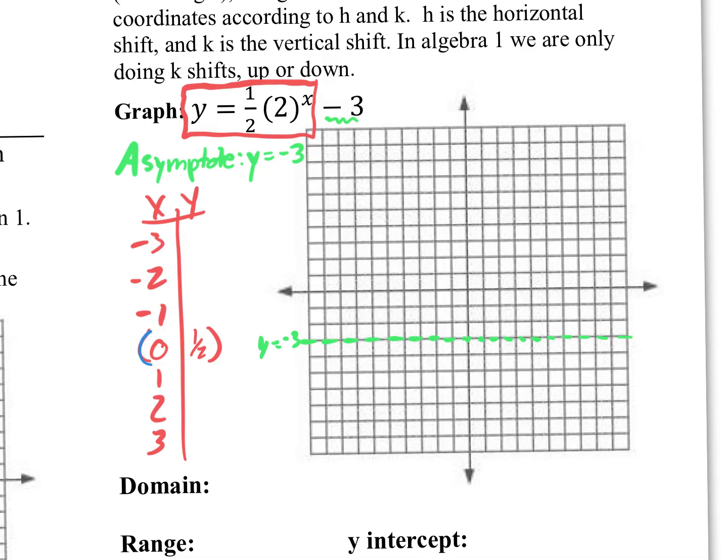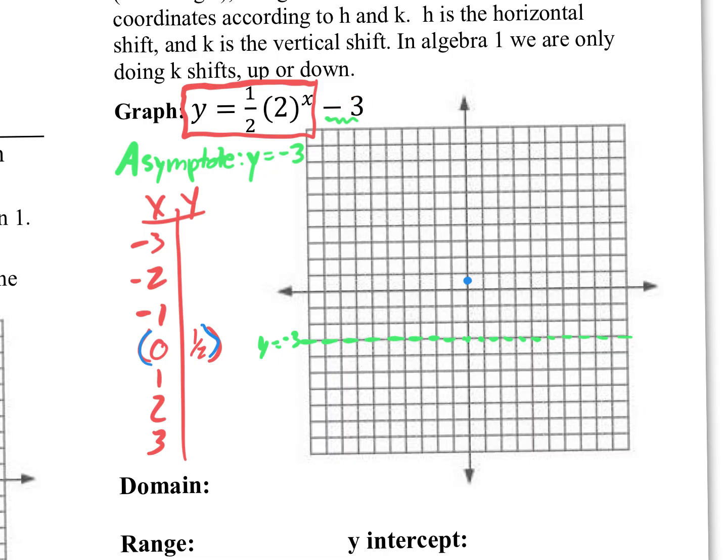I want to plot it in blue, okay? (0, 1/2). 0 on the x, halfway up on the y. That'll be right there, okay? There's (0, 1/2). And then you could plug in 1, plug in 2, plug in 3, plug in -1, plug in -2, do all that math, and you would get all these coordinates. Of course, we're still ignoring the k value, which is -3.